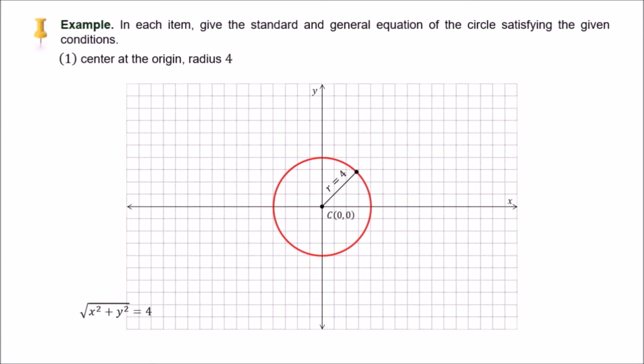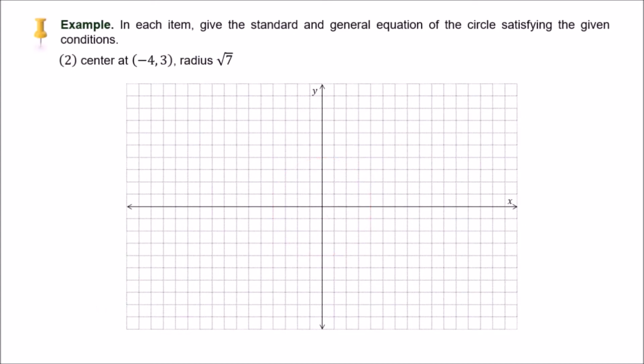Since it is centered at the origin, squaring this expression, we'll have x squared plus y squared is equal to 16. This is the standard form of an equation for this particular circle. If we transpose 16 to the left-hand side of the equation, making it negative, we'll then arrive at x squared plus y squared minus 16 equals 0. This is the general equation for this particular circle.